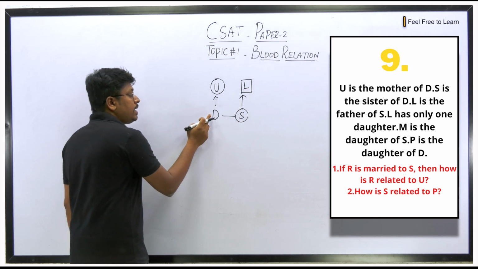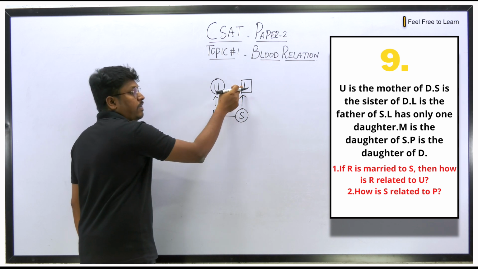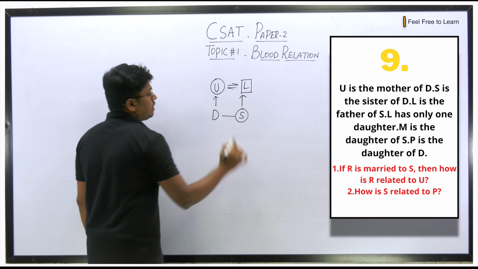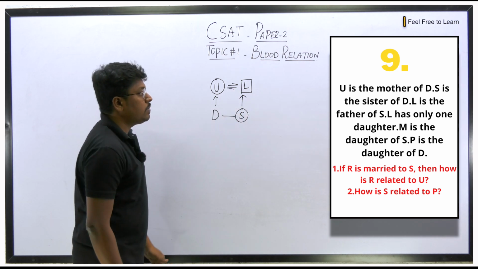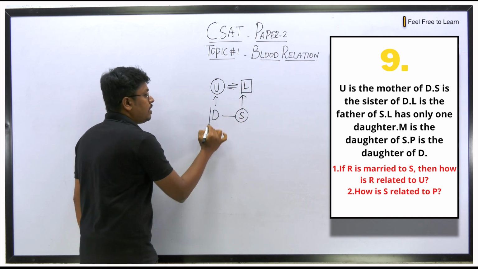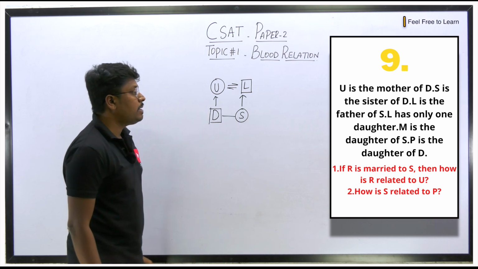And we already know that D is calling U mother, and now S is calling L father. And D's sister is S. So definitely they both should be a married couple. L has only one daughter. So if L has only one daughter, then this person D will be the son. So we can say that D is the male person.